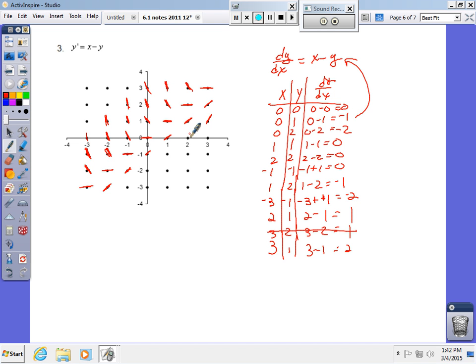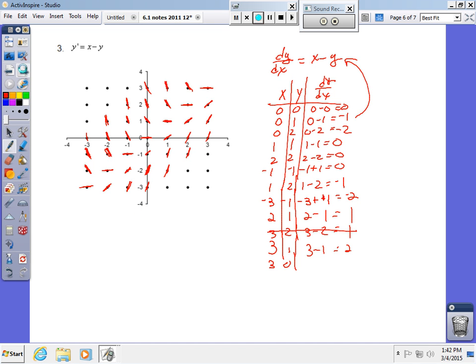This is going to be a little bit steeper. Again, all along the diagonal here, they're going to be a little bit steeper. The next one at (3, 0) is going to be 3 minus 0, which is 3. The slope is 3, so a little bit steeper. Okay, and you keep going, and that's that slope field.